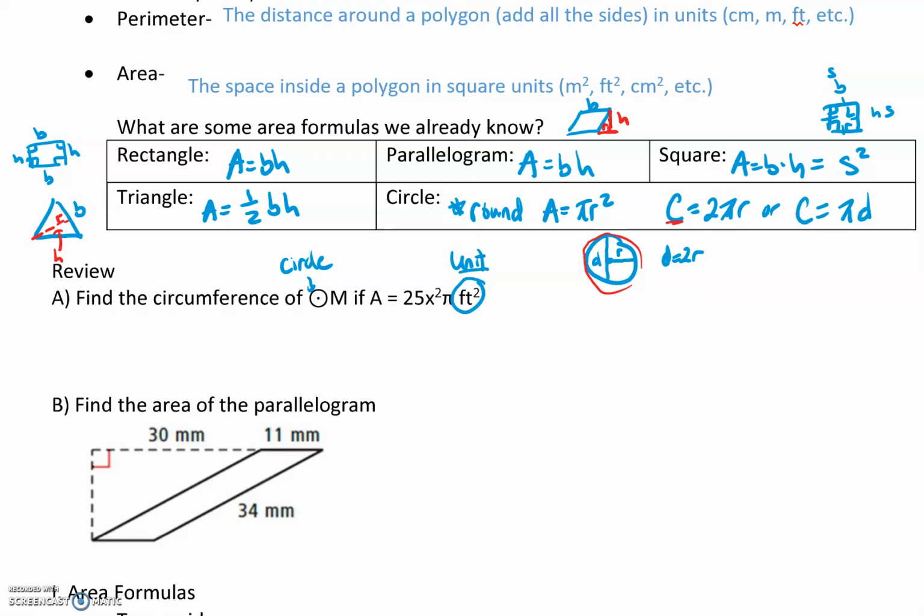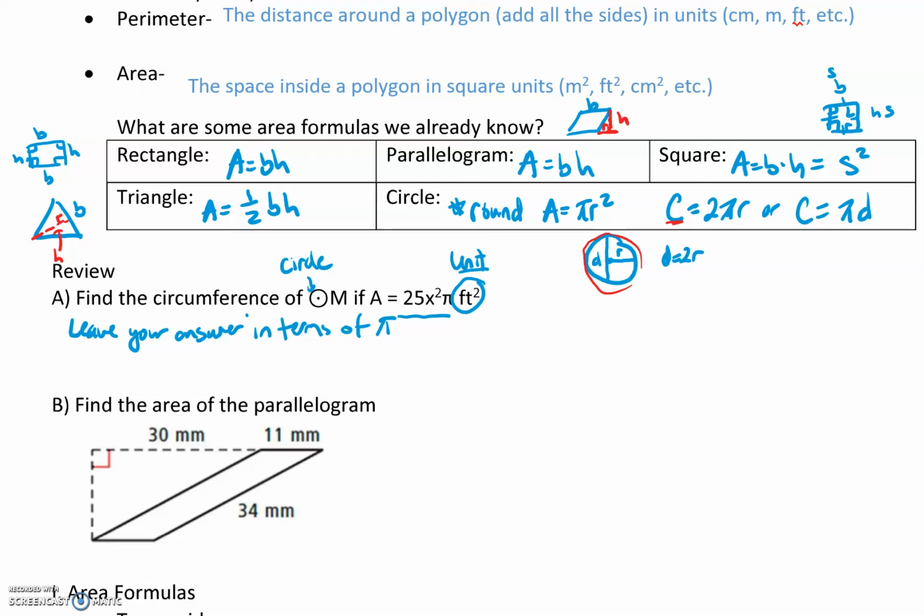Some people actually put in feet squared, and it just complicates everything because you look like you have a lot of variables. So what we want to do is just use this 25x squared pi and find the circumference. And we're going to leave our answer in terms of pi. So what that means is leave pi in your answer. You'll see I'm going to leave pi in my final answer. I'm not going to multiply by that pi button or the 3.14, etc.